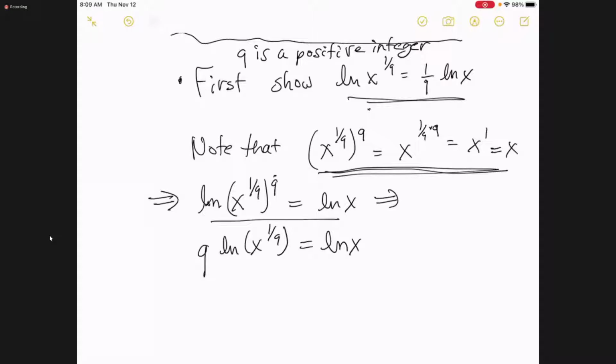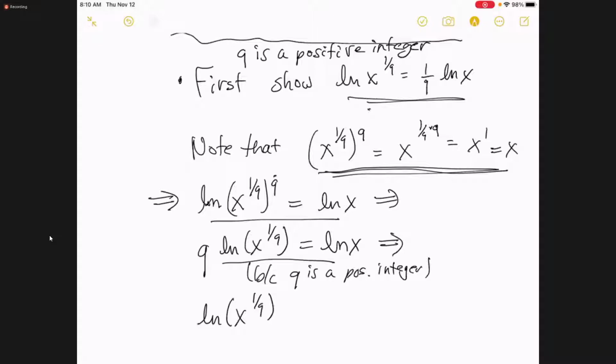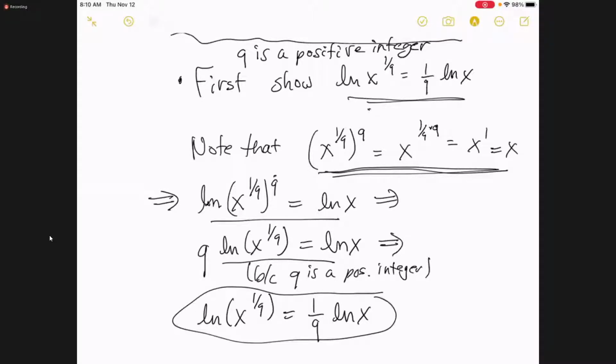And this is because q is a positive integer, and we already proved that the rule holds in that situation. But that means that if I multiply both sides of this equation by 1 over q, I'll have ln of x to the 1 over q is equal to 1 over q ln of x. Okay, so the rule works for 1 over q.